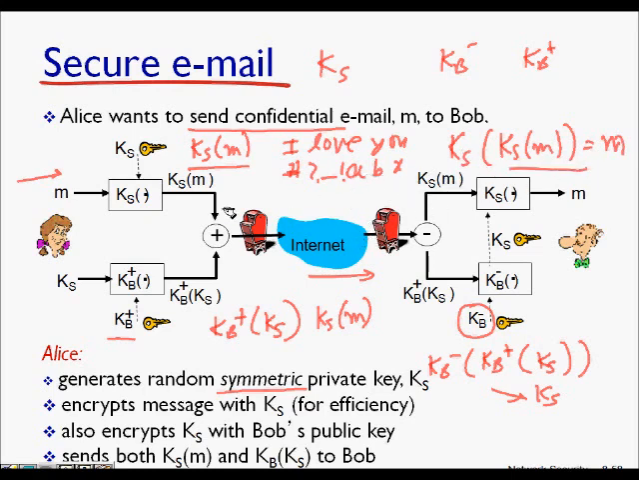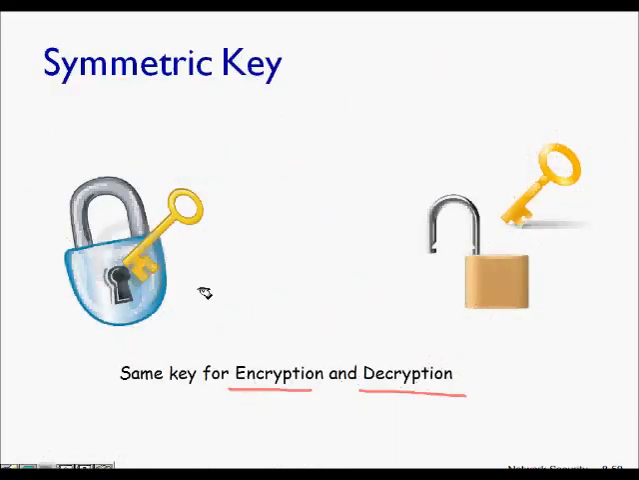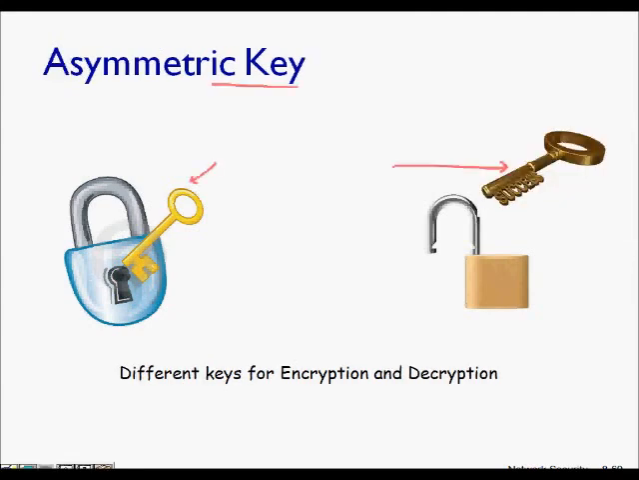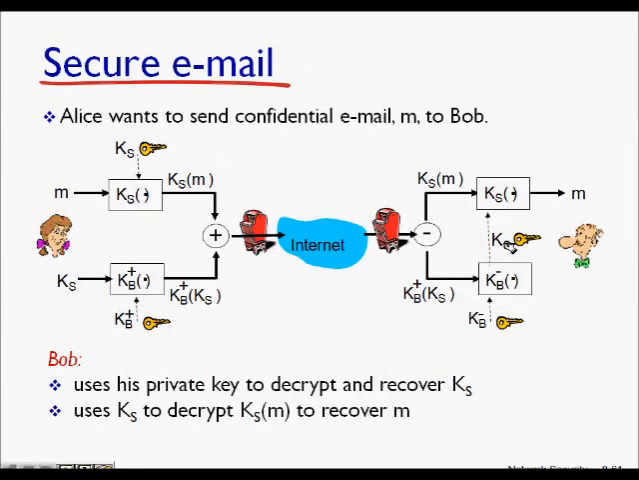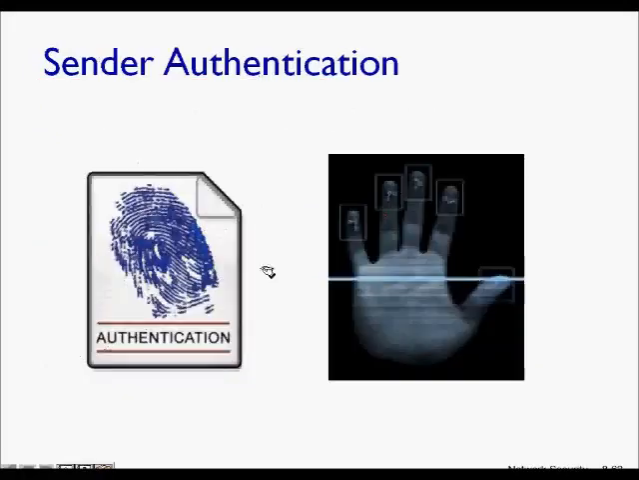This way there was a secure email, and our aim was confidentiality, which was successful. So we talked about symmetric key, asymmetric key, and how Bob finds the message. He uses the private key of Bob to decrypt the symmetric key, and using that symmetric key he finds the message. So simple.